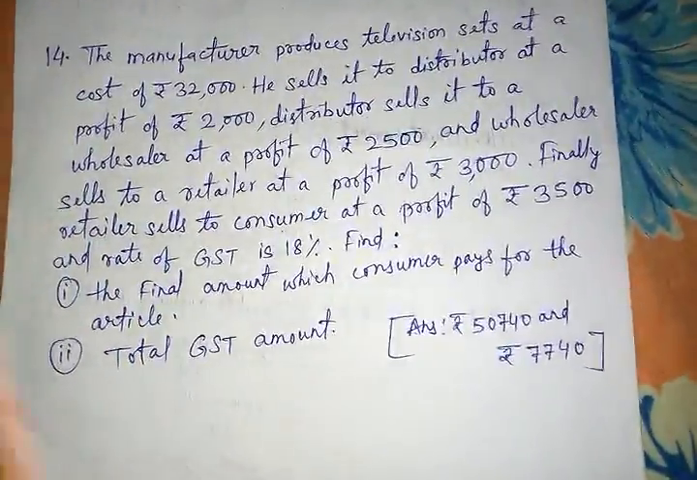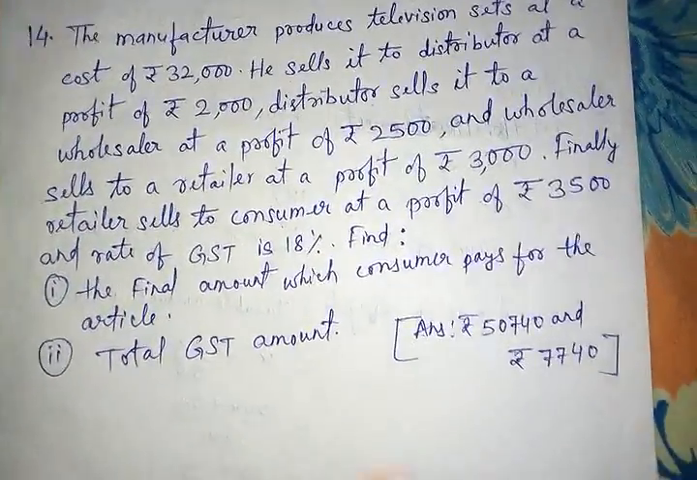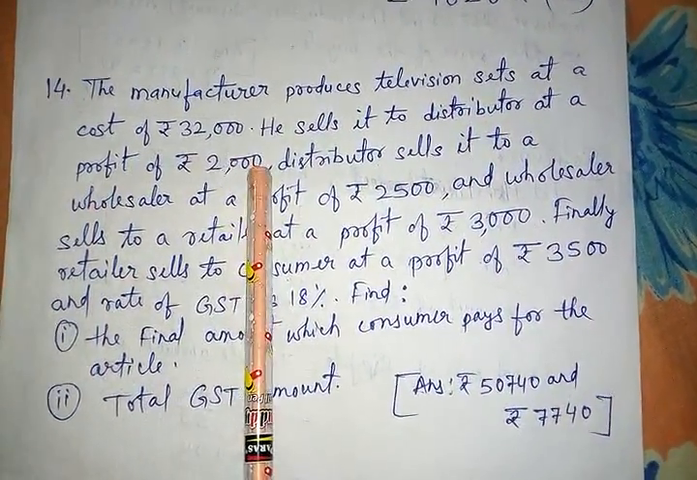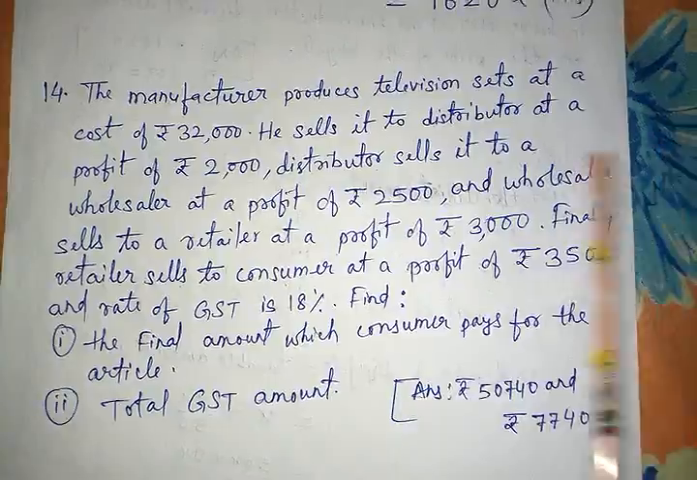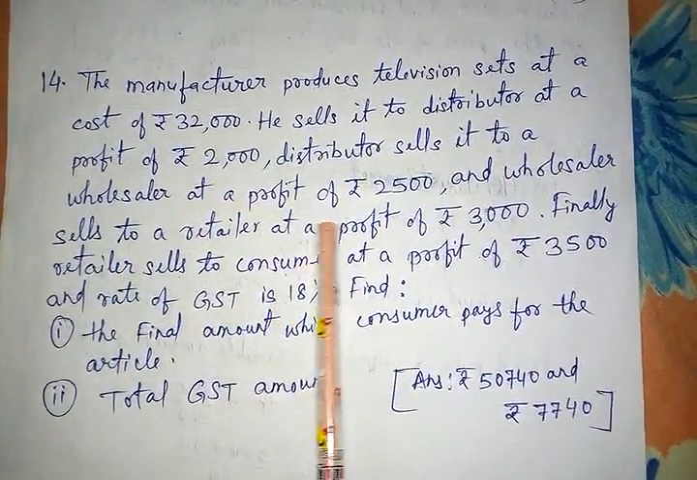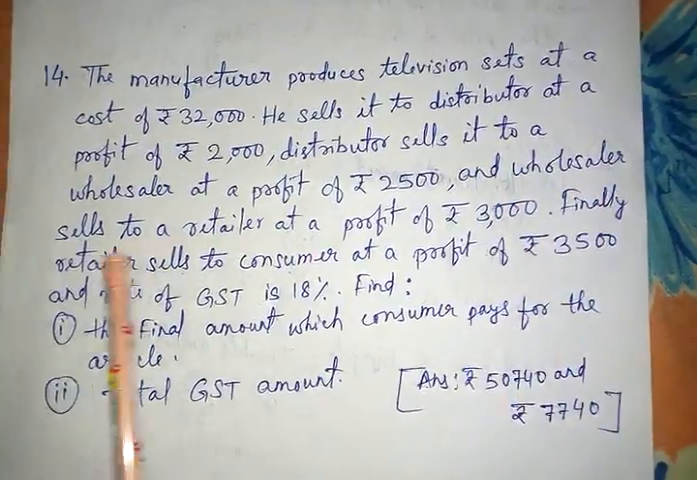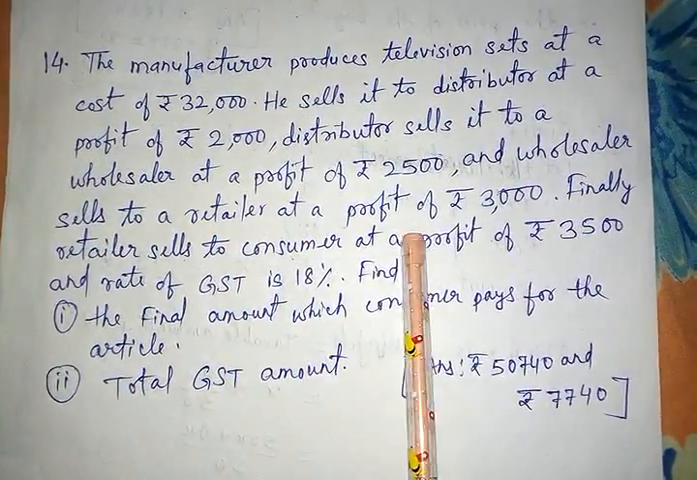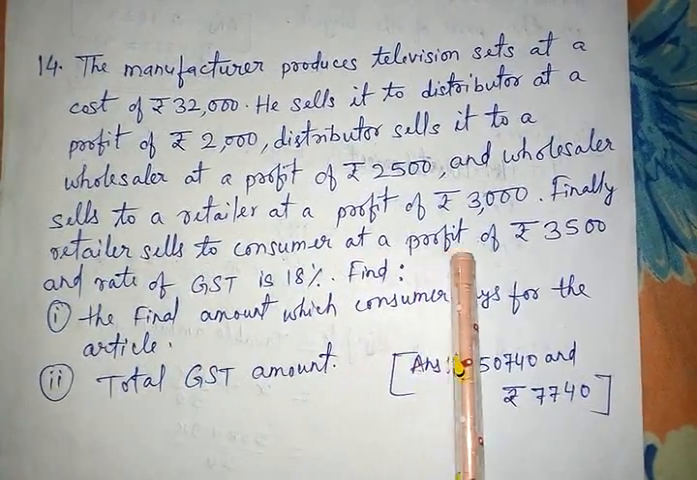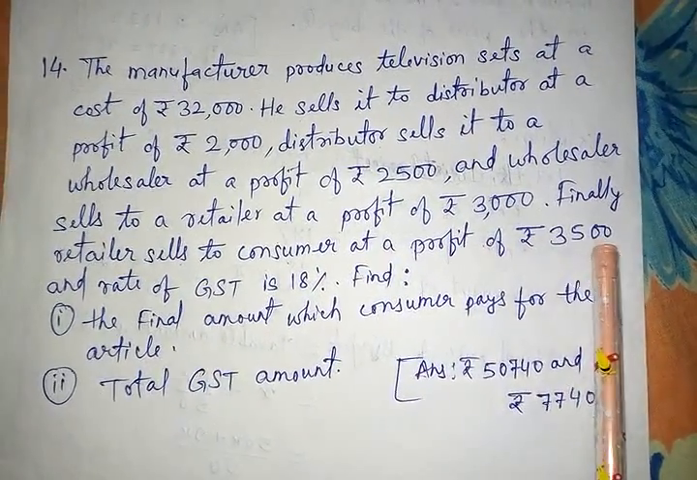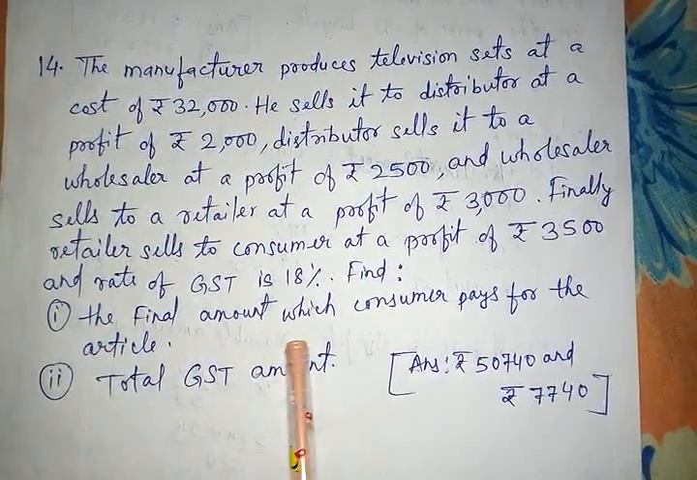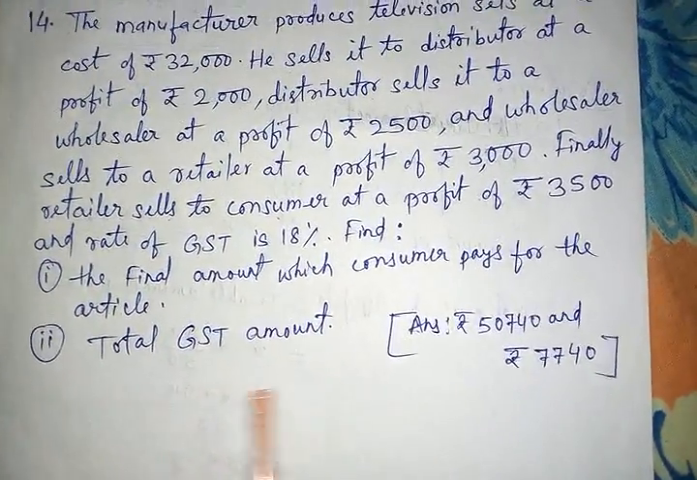Next, last question, let me discuss this. The manufacturer produces a television set at a cost of 32,000. He sells it to a distributor at a profit of 2,000. The distributor sells it to a wholesaler at a profit of 2,500, and the wholesaler sells it to a retailer at a profit of 3,000. And finally, the retailer sells it to the consumer at a profit of 3,500, and the rate of GST is 18%. So you have to find the final price, that is the final amount, and the total GST.